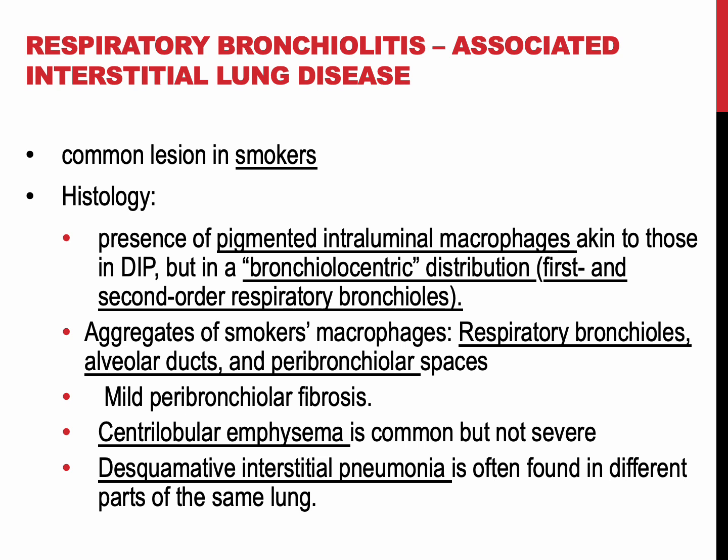The distribution is different because here they are present in a bronchiolocentric distribution. What does that mean? This means that the pigmented macrophages are present within the lumens of first and second order respiratory bronchioles instead of being within the alveolar spaces like what we see in desquamative interstitial pneumonia. Mild peribronchiolar fibrosis can also be seen in those cases.